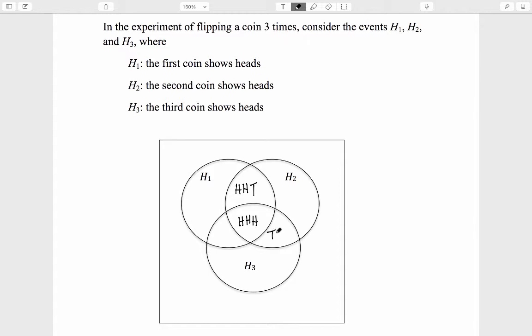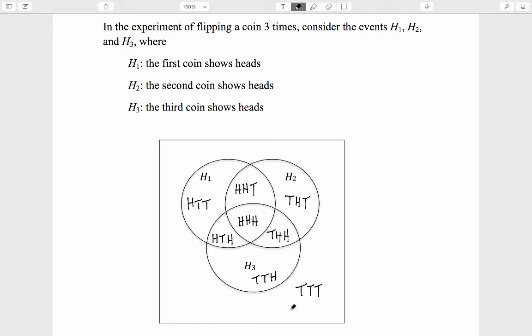Over here we've got tails, heads, heads. That's the only way to be outside of H1, but inside H2 and inside H3. Over here we've got heads, tails, heads. That's the only way to be inside H1, outside H2, and inside H3. Right here we've got heads, tails, tails. That's the only way to be inside H1, outside H2, and outside H3. Similarly, tails, heads, tails, and tails, tails, heads, and finally, to be outside all three circles means tails, tails, tails.